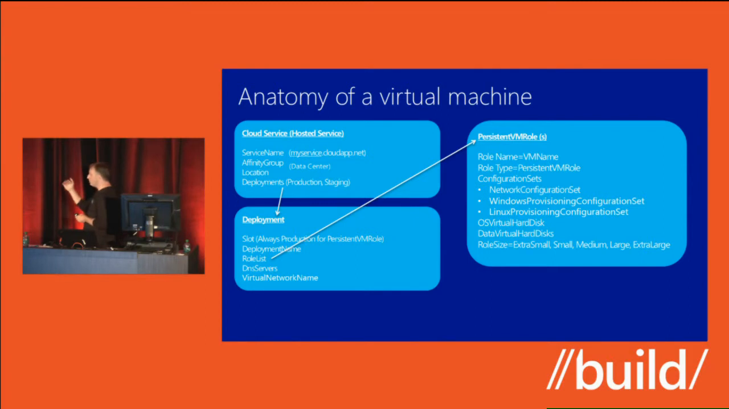So each role in the role list is itself an actual persistent VM. And persistent VM role is the metadata that represents a virtual machine itself. So persistent VM has a role name, which is also the machine name. It has a role type, which is always going to be persistent VM role in the API. So, literally, you hard-code it as an attribute. It's pretty straightforward. And configuration sets. Configuration sets is a networking configuration for the VM, and it can have a Windows or a Linux provisioning configuration set. And obviously, you're only ever going to have the configuration set in that entity on the initial boot of the VM. Anytime you see this entity later, it's not going to have it because it's only part of provisioning.